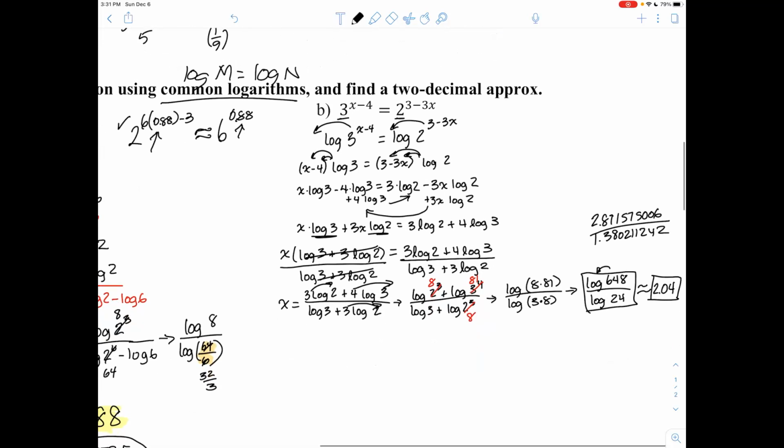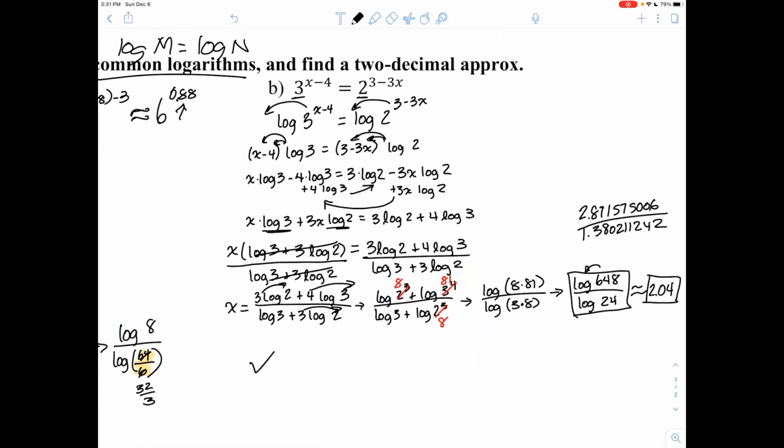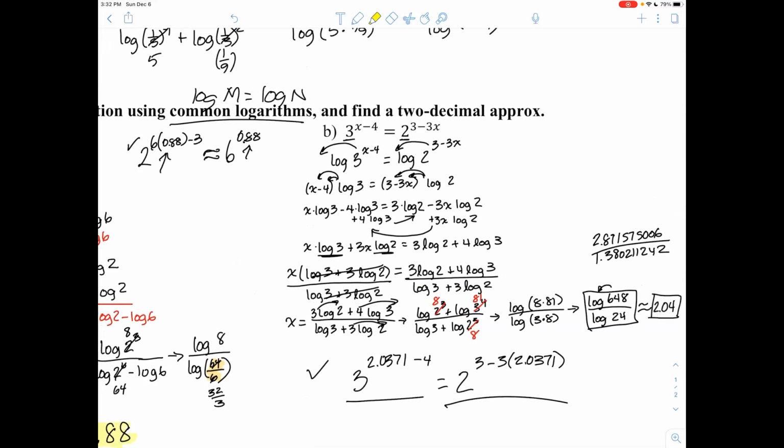And then, of course, I could check that by plugging it in. 3 to the 2.0370. I would probably plug that number in to 4 decimal places because it'll give me a more accurate answer. But again, the instructions said to go to 2 decimal places. But if you were to plug those two values into your calculator, then you'd see that they would equal the same thing to many, many decimal places before they changed. And so there are your solutions. And this is how you do today's assignment.